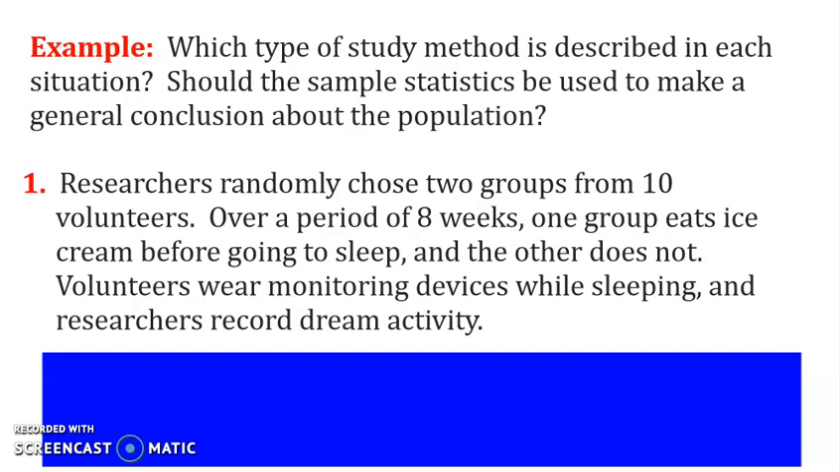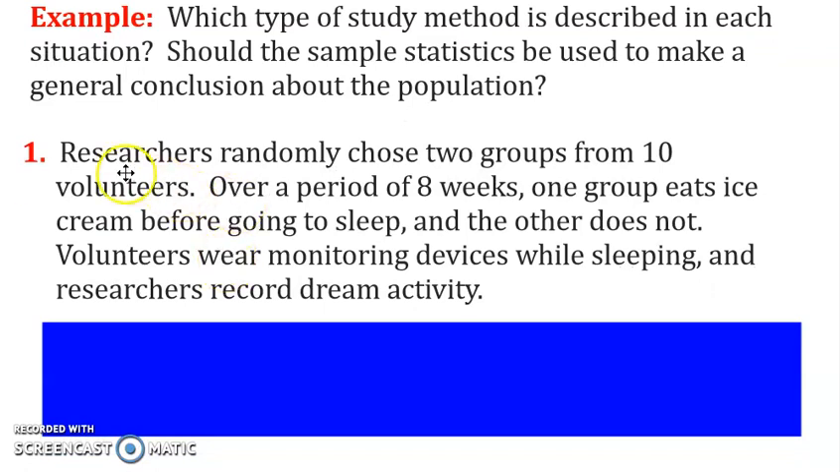Next, which type of study method is described, and should we be able to trust these to make general conclusions about the population? All right, so first one, researchers randomly chose two groups from 10 volunteers. Over a period of 8 weeks, one group eats ice cream before going to sleep, the other one does not. Well, if there's only 10 volunteers, I'm already kind of leery of this, right? Because they volunteered to do it and there's only 10 of them, so that's kind of fishy.